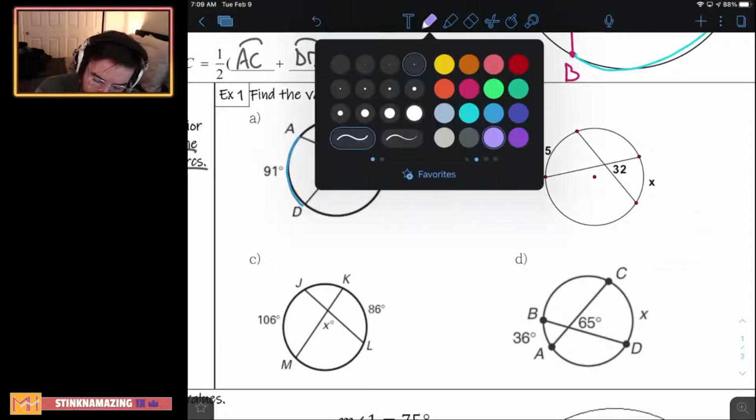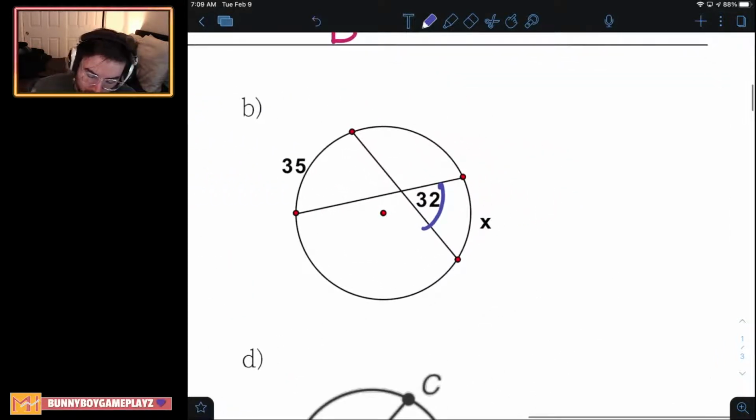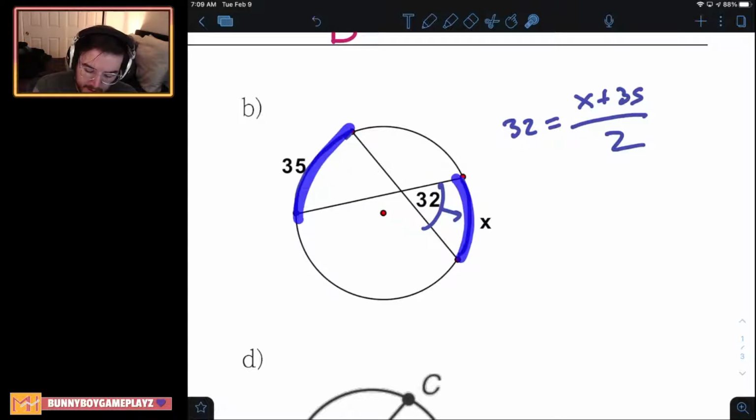Let's look at example B. We know the angle, and we're missing an arc. So let's think about that. The measure of the angle is equal to the sum of the arcs divided by 2. It's just that this time we're missing an arc, right? Here's the arc in front, and here's the arc behind. The angle is equal to the 2 arcs added together and divided by 2, and solve.